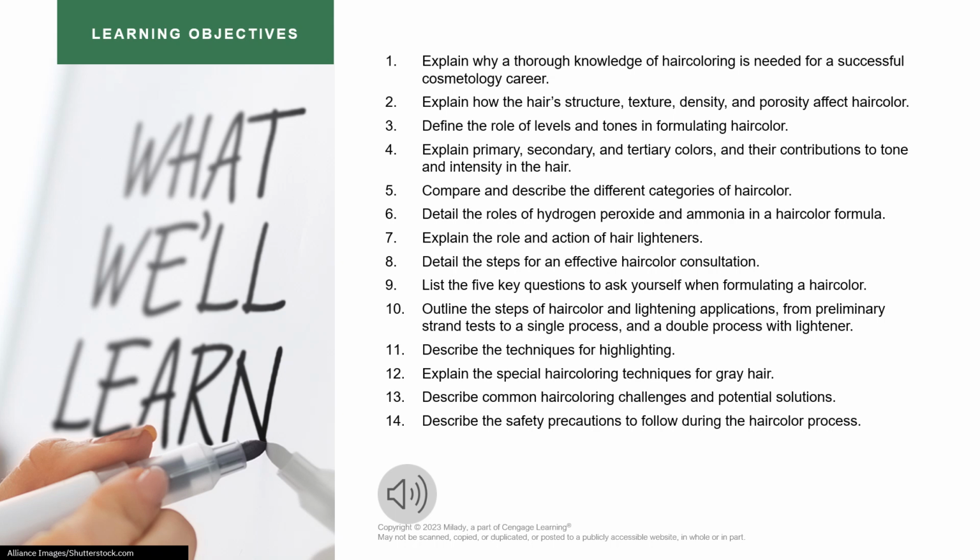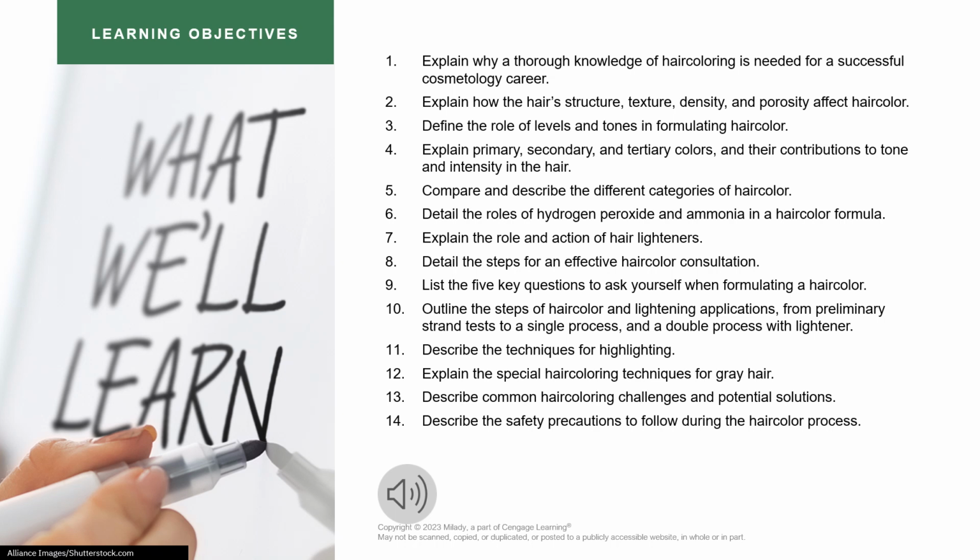2. Explain how the hair structure, texture, density, and porosity affect hair color. 3. Define the role of levels and tones in formulating hair color. 4. Explain primary, secondary, and tertiary colors and their contributions to tone and intensity in the hair.